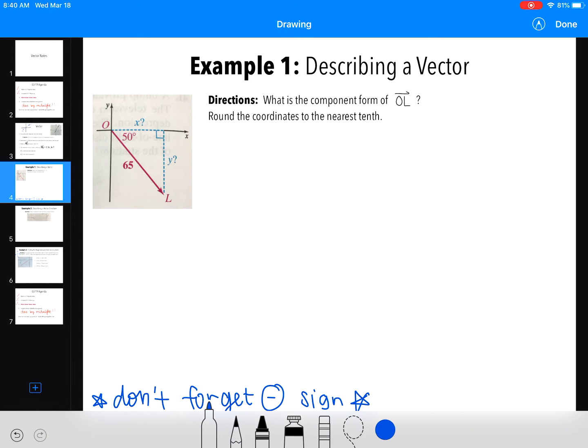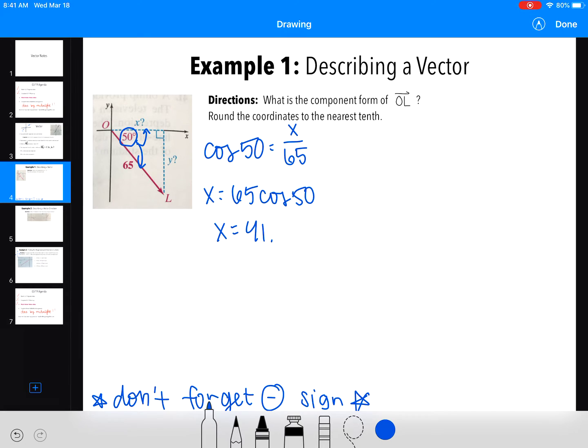So if I were wanting to solve for x, starting at 50, I know adjacent and I know hypotenuse. So adjacent, hypotenuse, SOHCAHTOA, CAH, it's going to be cosine. So cosine of 50 is equal to x over 65. So x is equal to 65 cosine of 50. Let me type that in, 65 cosine of 50. That's going to give me 41.78, but I'm going to round that to 41.8.